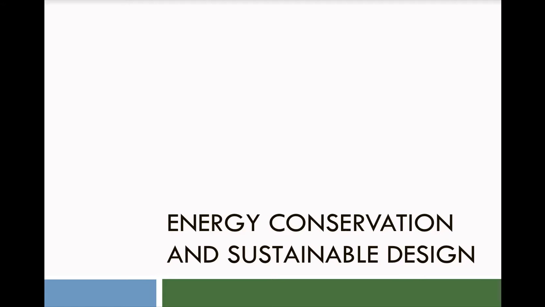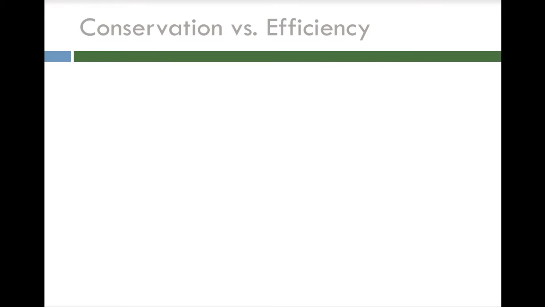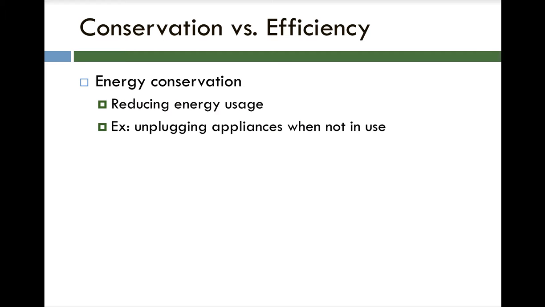This is our first lecture in the series on Chapter 13, and we're going to talk today about energy conservation and sustainable design. So first of all, let's discuss conservation versus efficiency. Now, energy conservation typically means reducing our energy usage. This could be through a variety of ways.